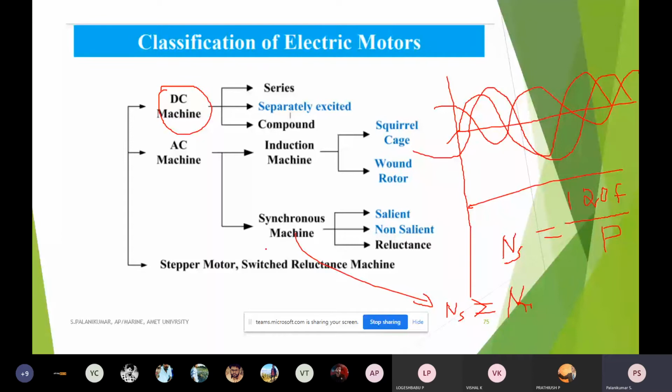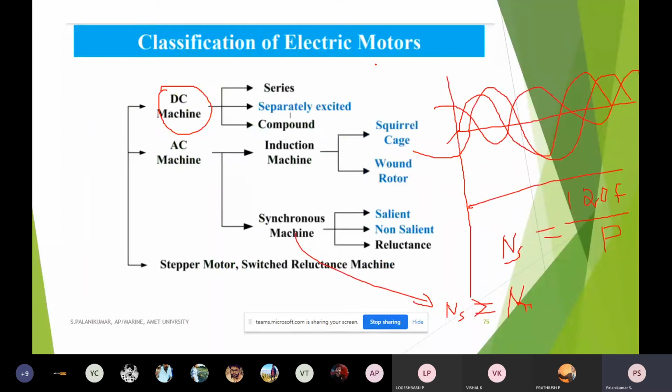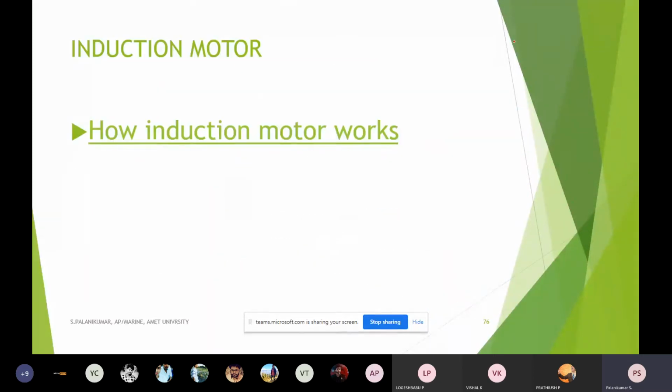So these are all the different classifications of DC motors. We have already seen how DC motors work. Now we are going to see how AC motors work.